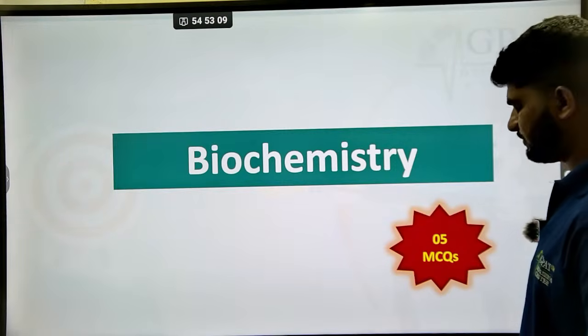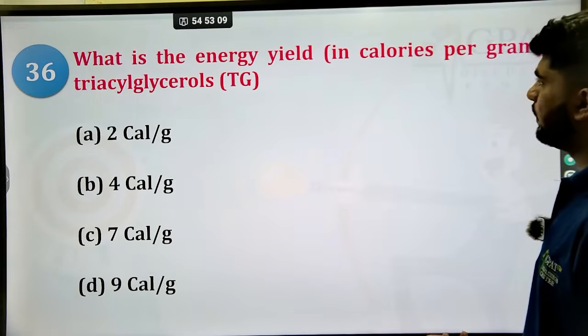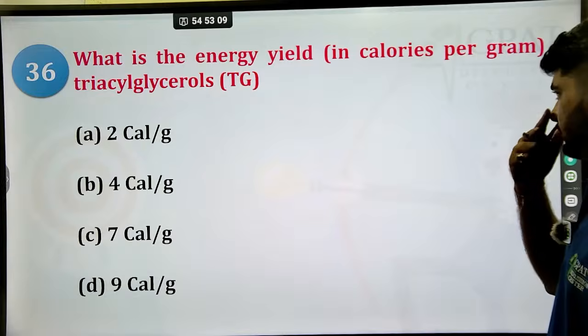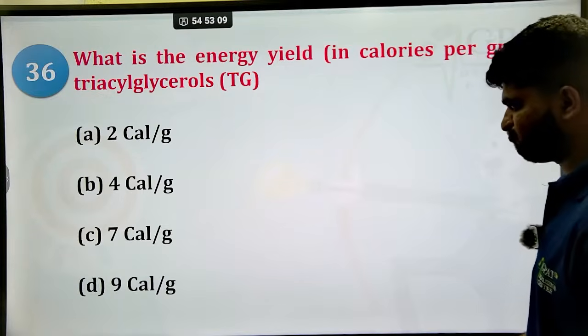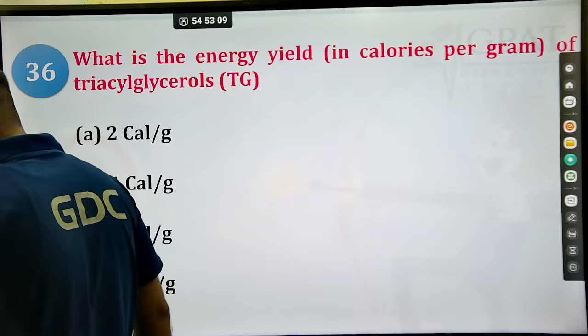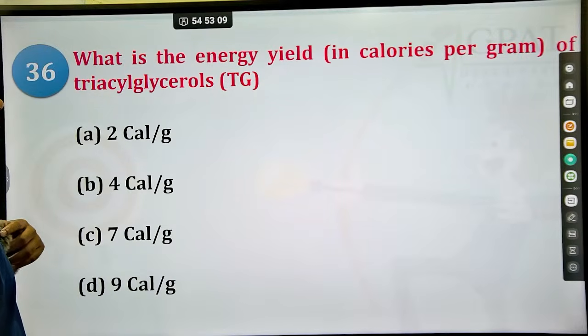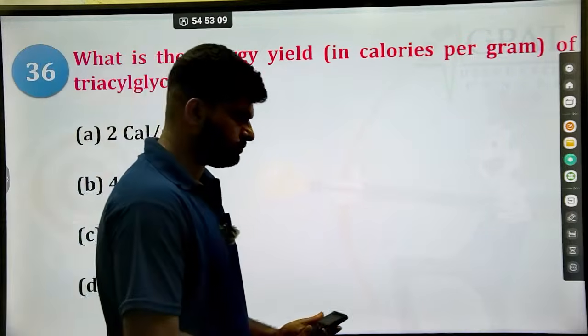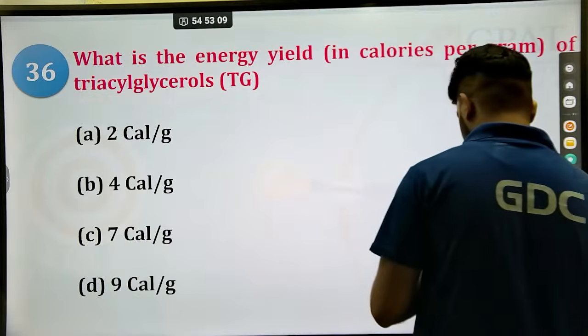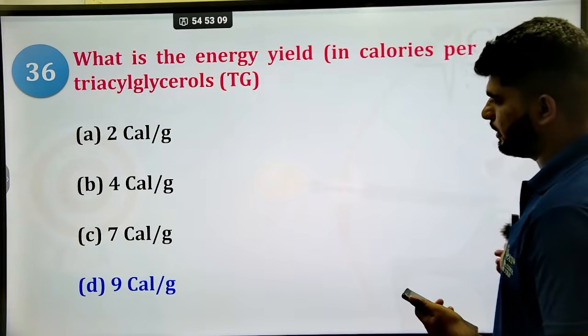Okay, now biochemistry, guys. 5 questions over here. What is the energy yield in calories per gram of the acylglycerols? What is the energy of triacylglycerol? 2 calorie per gram, 4 calorie per gram, 7 calorie per gram, or 9 calorie per gram? That is your 9 calorie per gram over here.